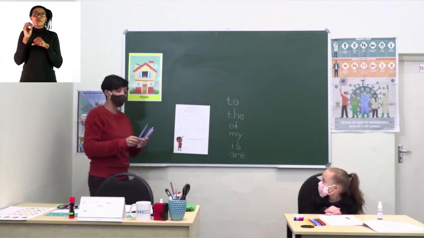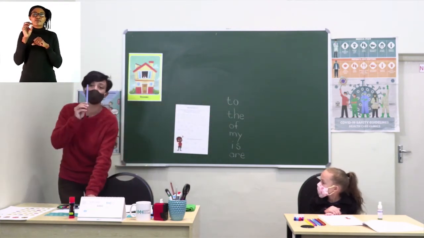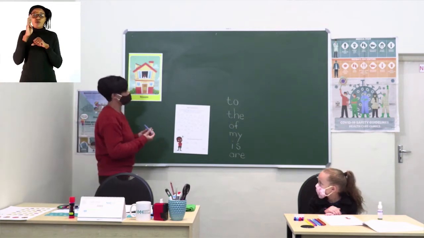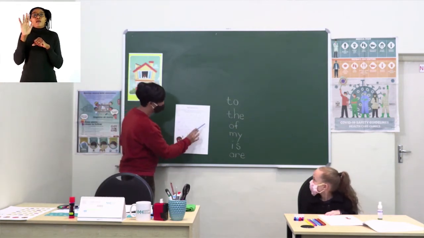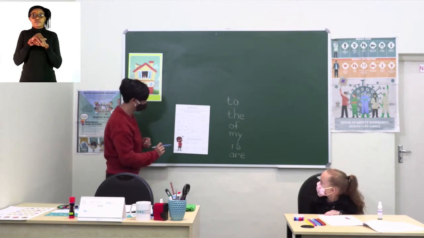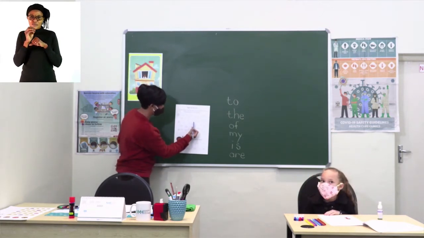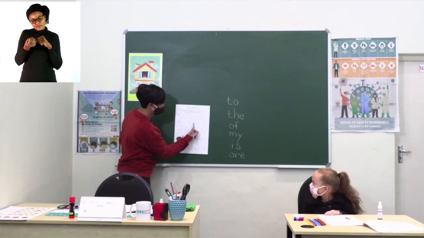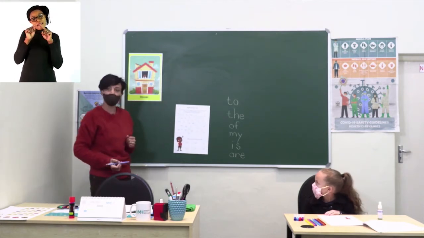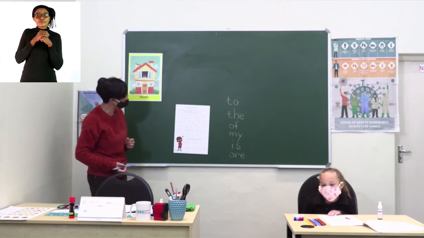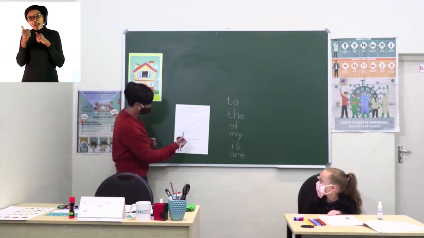So, I'm going to use the color blue. So where do I see all the words to? Where do we see it? Okay, I see one here. I'm going to color it in blue. Now I'm going to look. Where's the next one to?